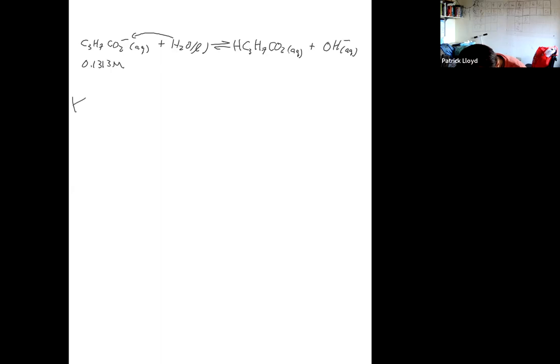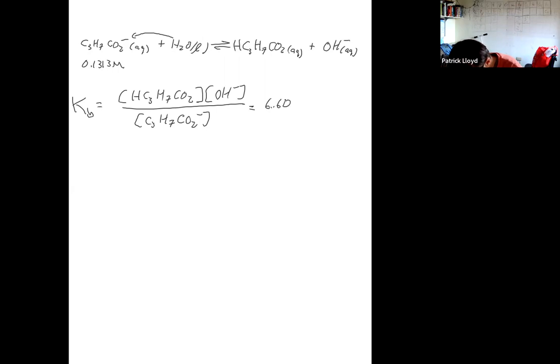So now Kb is what? I'm just going through one of these problems from chapter 16. You can review that. Products over reactants. HC3H7CO2 concentration, OH minus concentration, over C3H7CO2 minus. That Kb is 6.607 times 10 to the minus 10, right?